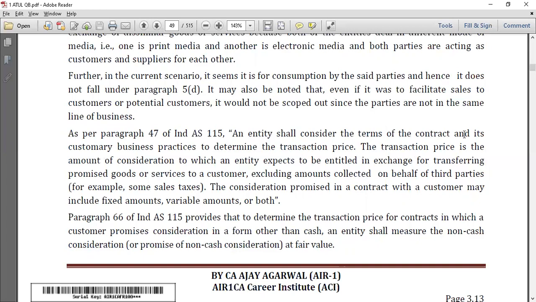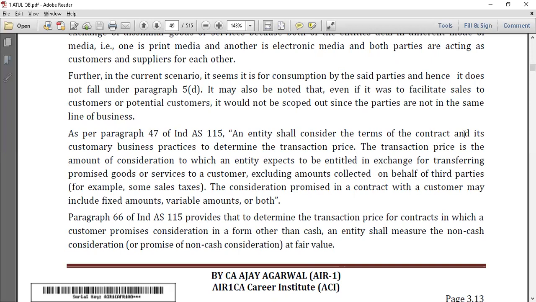It may also be noted that even if it was to facilitate sales to the customers or potential customers, it would not be scoped out, since the parties are not in the same line of business.